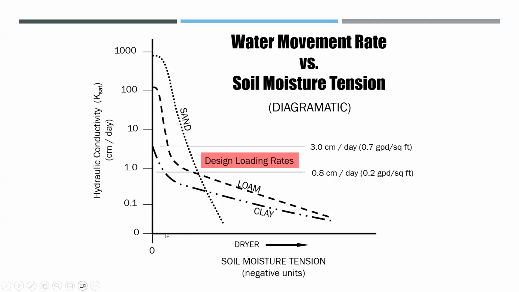We're trying to stay between field moisture capacity and permanent wilt point, so all of our design loading rates fall into a zone in here. That's why we have the loading rates the way we do. Because if we really wanted a loading rate for clear water, sand would probably be at like 3, 4, 5, 10 gallons per square foot per day if all we were doing is just moving clear water through it. But we're not moving clear water.